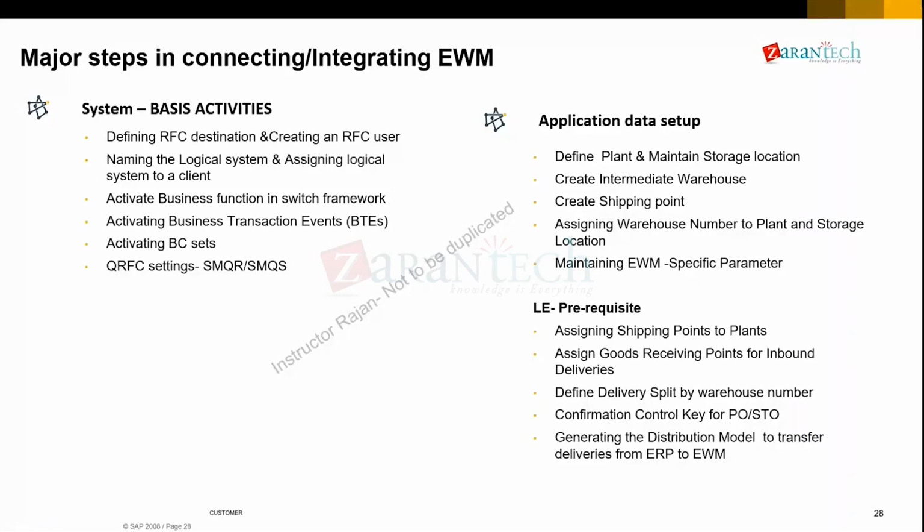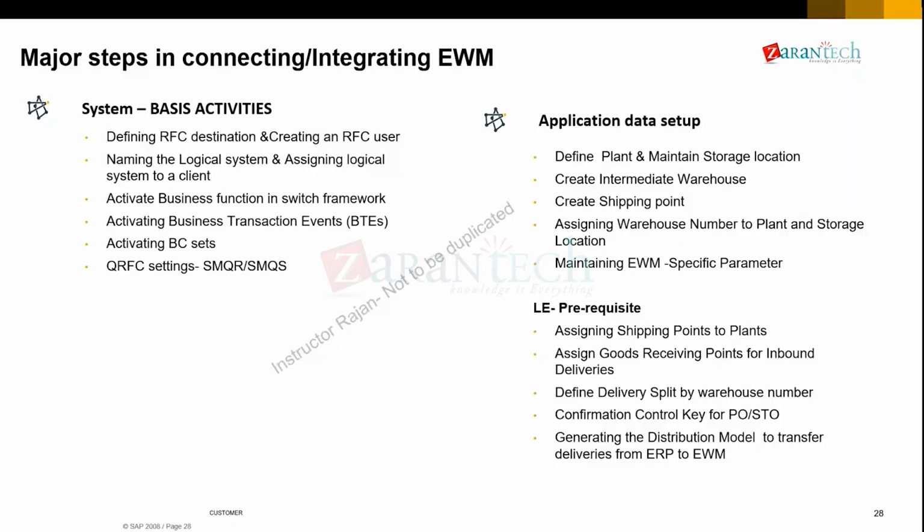Then the logistics execution prerequisites: the plant needs to be there, and the shipping point assignment has to be there. If you're going in a fresh implementation, you just need to ensure that the other streams, the SD consultants, have done their part of the configuration. So assign goods receiving point for inbound deliveries. The goods receiving points are just the counterpart of shipping points. So those are required for inbound delivery creation.